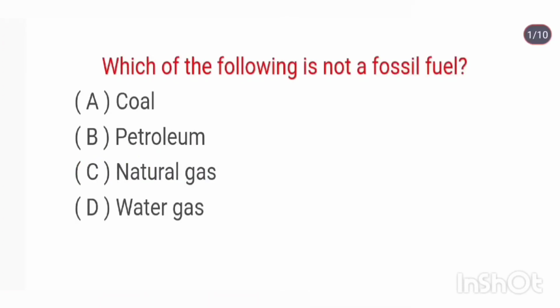Which of the following is not a fossil fuel? Water gas. Fossil fuels consist of carbon in a very large amount. They include petroleum, coal, and natural gas. A fossil fuel is a fuel formed by a natural process such as anaerobic decomposition of buried dead organisms containing organic molecules that release energy upon combustion.